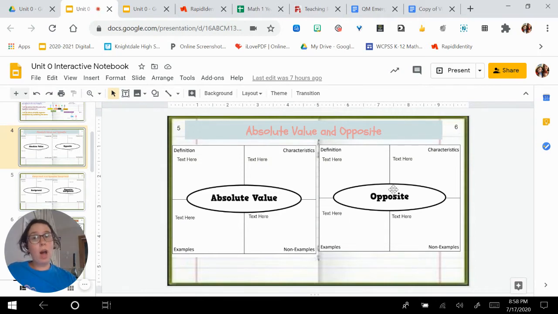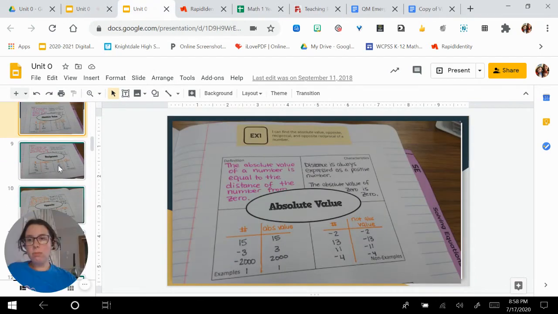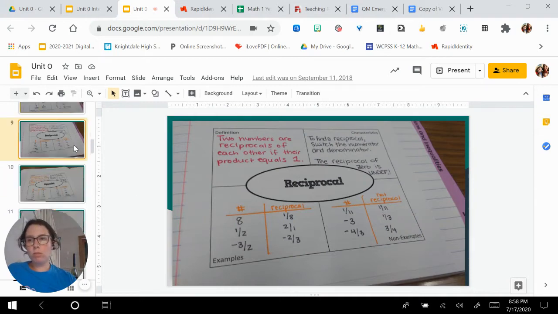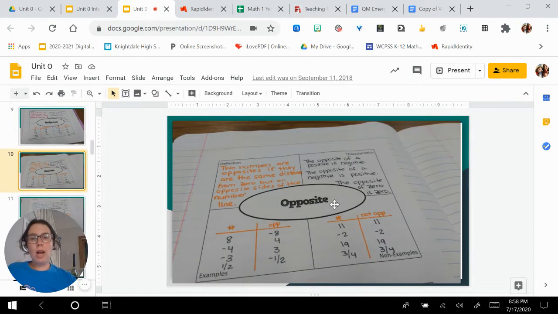Now let's look at what opposite means. All right, opposite. So the definition is 2 numbers are opposites if they are the same distance from 0, but on the opposite sides of the number line. Okay, so opposites are the same distance from 0. They're just on opposite sides.